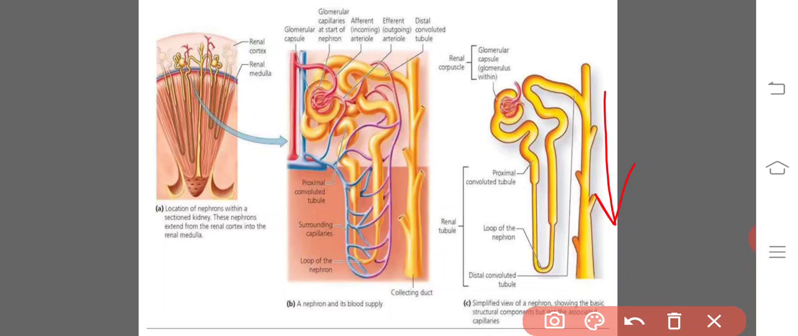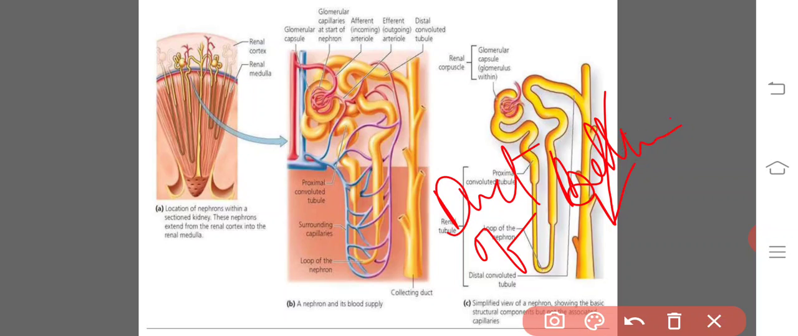In the renal medulla, these collecting ducts merge to form the duct of Bellini. It is also important. All of them open into the duct of Bellini. This duct of Bellini opens at the end of the renal papilla.